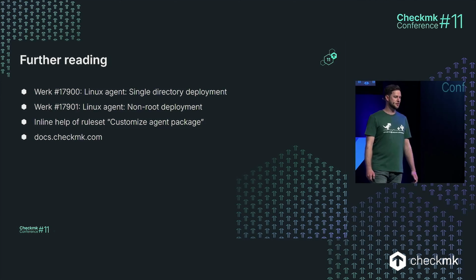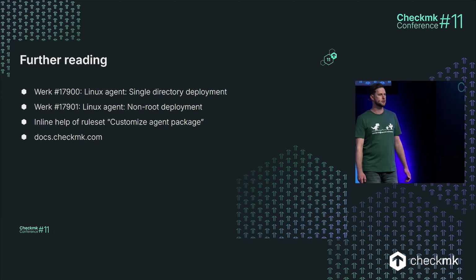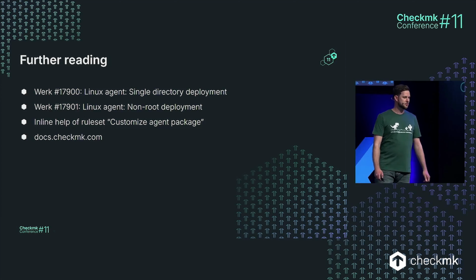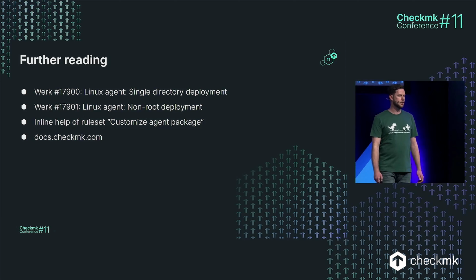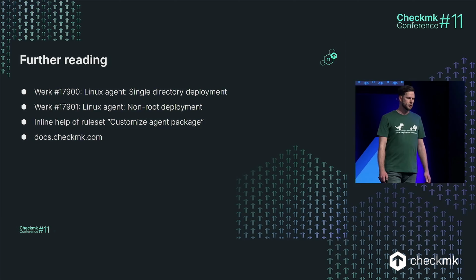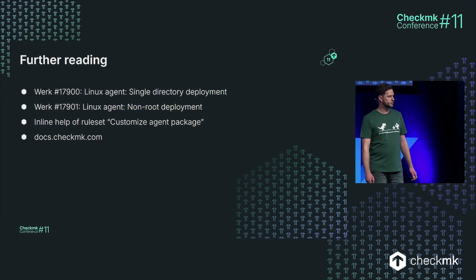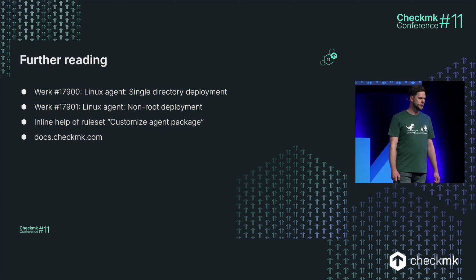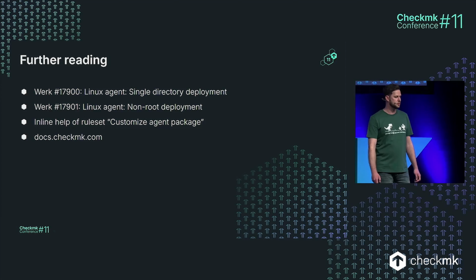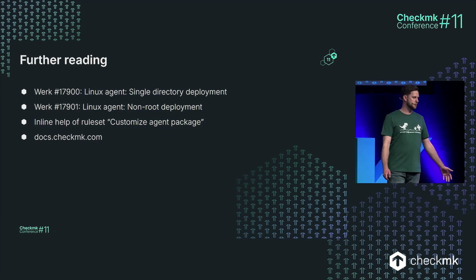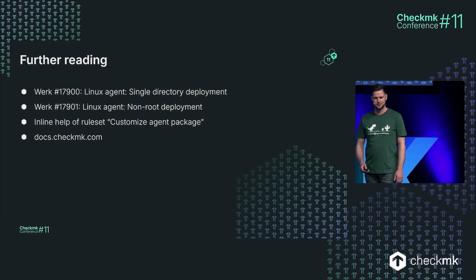Now, before we wrap this up, I have one final request. Please read our fine manual. We wrote two articles for the single directory and the non-root deployments. There are some details to catch, like the migration from single directory deployment and some other aspects. We also hope that you can make good sense out of the rule set's inline help. Finally, there is also a new paragraph in our official documentation that will guide you through this and that is more than worth reading. Nothing more to say. Thank you.